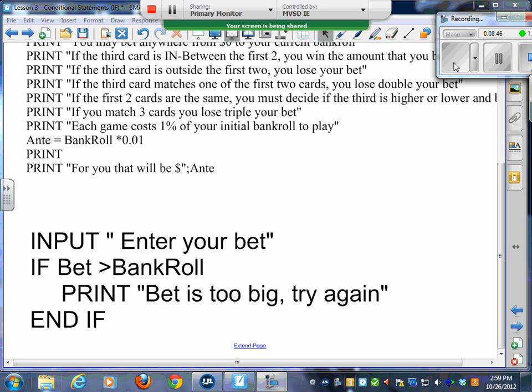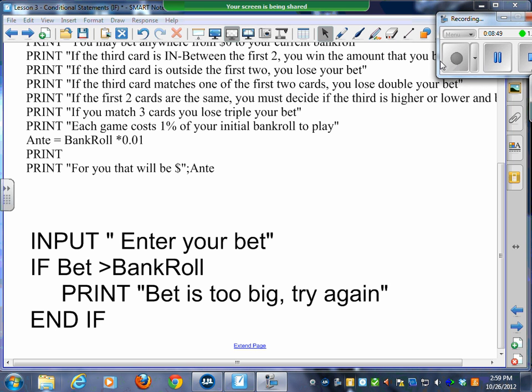That would be how the if statement works, right? Input, enter your bet. If the bet is greater than the bankroll, print bet is too big, try again. Make sure you have your end if. What happens if you don't have an end if? Well, it'll give you an error, and it says right at the bottom left-hand corner, expecting end if, I think, doesn't it? Something like that, right?